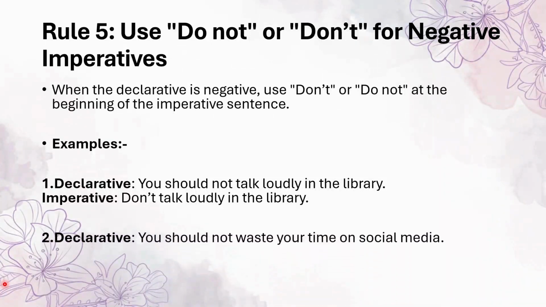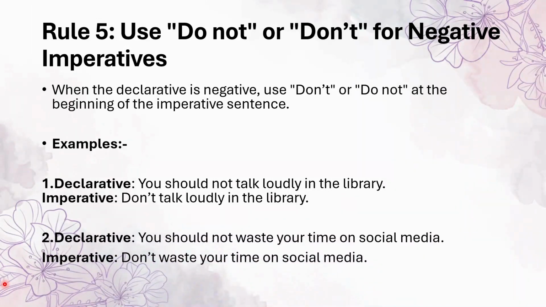Next, "you should not waste your time on social media" becomes "don't waste your time on social media." Again, the sentence is advising you to avoid doing something. We make the imperative sentence by dropping "should not" and using "don't" to give a direct command. So, what exactly is the pattern? It's simple. "You should not" plus verb becomes "don't" plus verb. You can also use "do not" instead of "don't" when you want to sound more formal or serious.